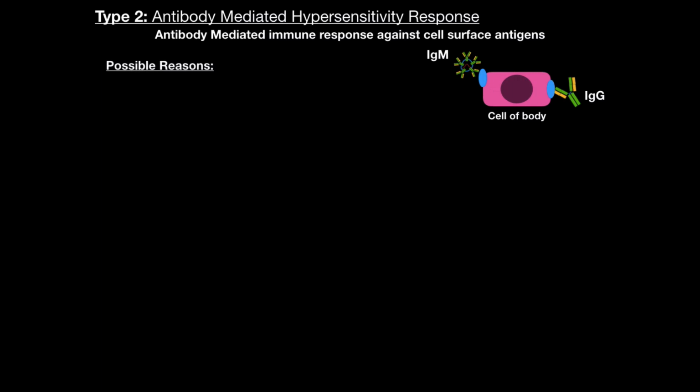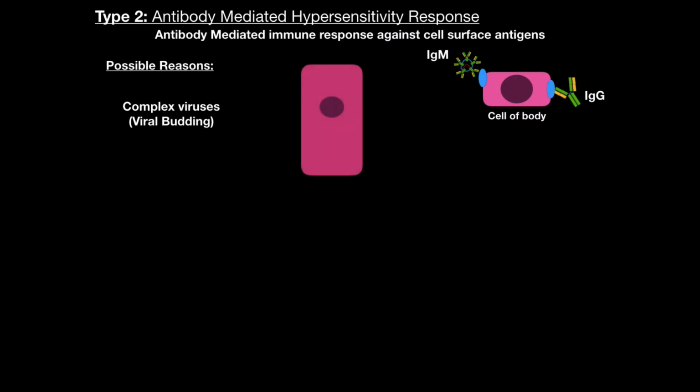Type 2 is what we call an antibody-mediated immune response against antigens on the surface of your cells. And they're either IgM or IgG. Now remember, normally you don't really have that because you just don't want your body attacking your own cells. And there are possible reasons for this. One of them is if you're infected by complex viruses.